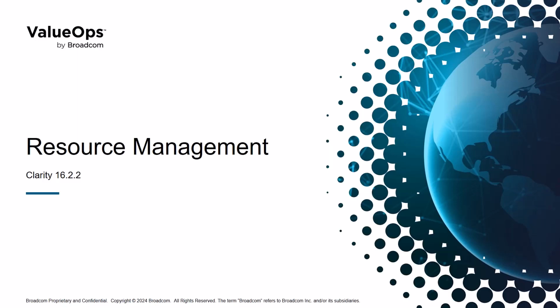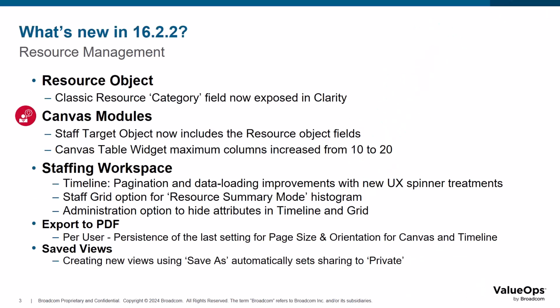In this video, I'll show you new improvements in the area of resource management with a focus on staffing. In Clarity 16.2.2, the staffing object is further extended with additional resource property fields, now including the category field. The resource fields are now available when the staff target object is used in an investment canvas table widget, where it can now have up to 20 columns.